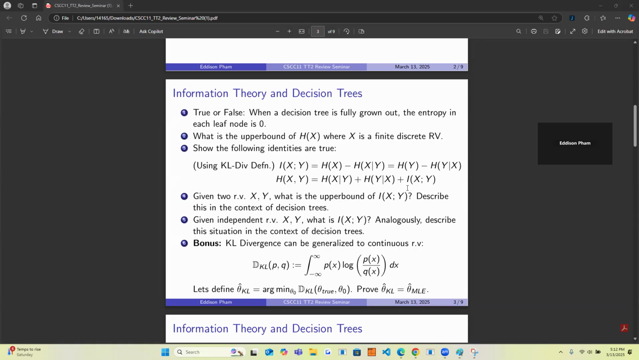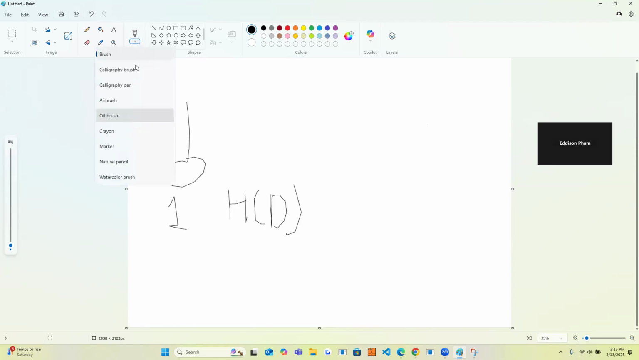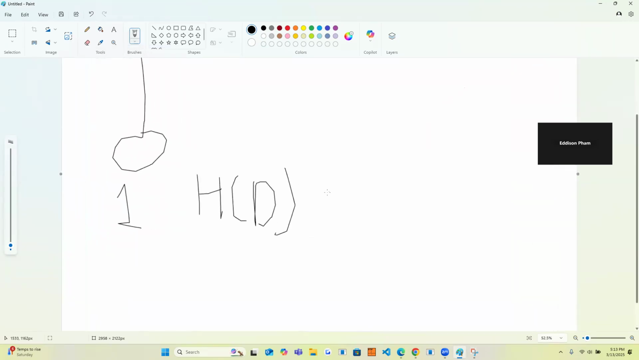So each leaf, let me bring up the whiteboard. Actually, yeah, then it's true, exactly. Because when your decision tree is fully grown out, let's say this is the leaf node, then in this leaf node there's only one class. If there's one class and we calculate the entropy of this leaf node, let's call it D.